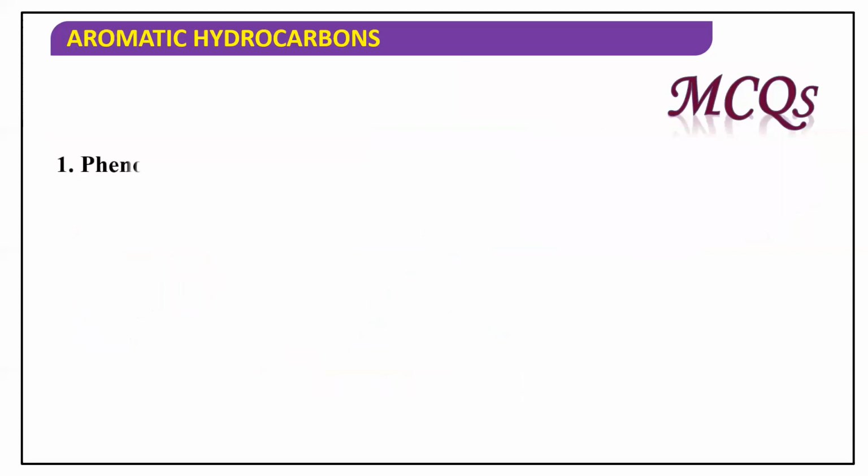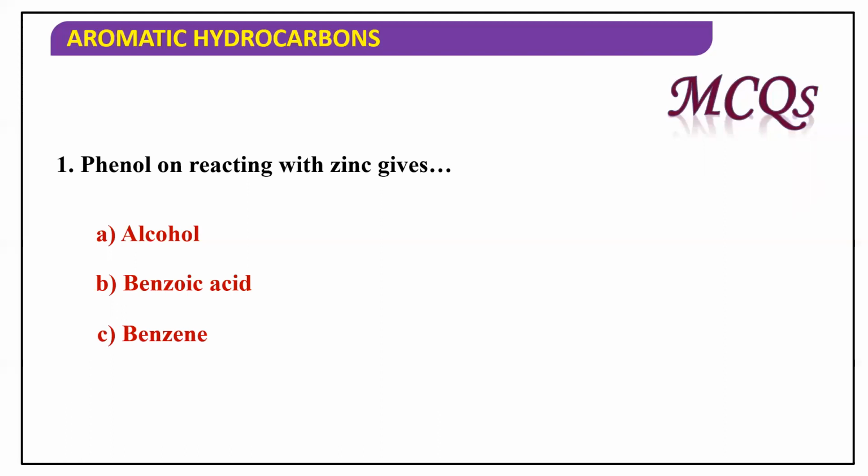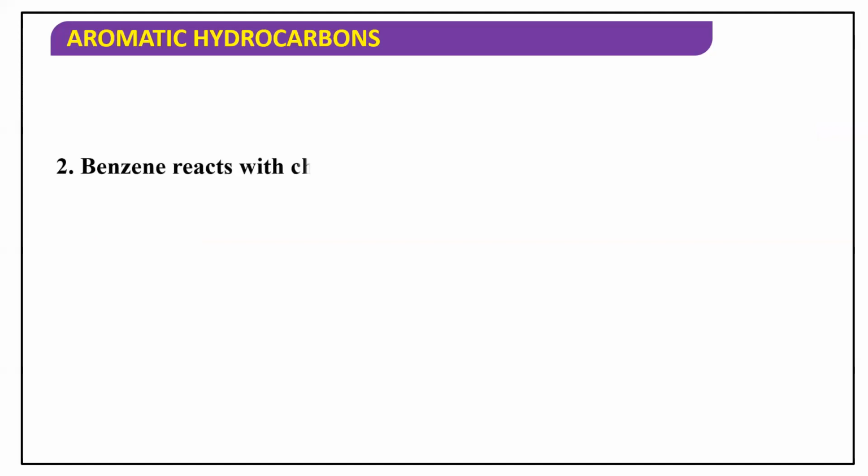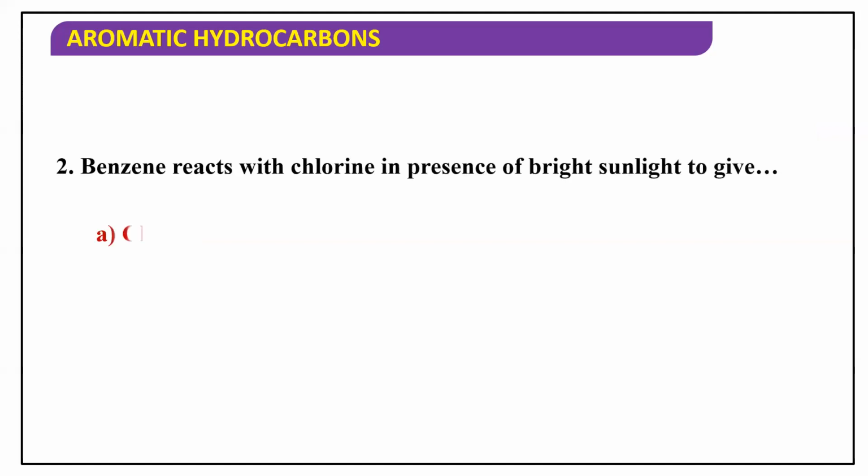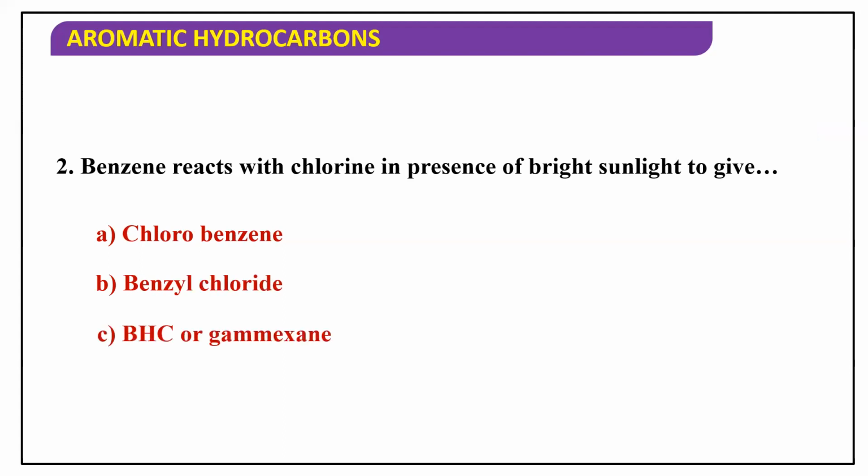Let's solve a few MCQs at this point of time. Phenol on reaction with zinc gives alcohol, benzoic acid, benzene, or all of the above. We've already come across that. Zinc, when it reacts with phenol, it takes away oxygen to give us what? Yes, benzene. Benzene reacts with chlorine in the presence of bright sunlight to give chlorobenzene, benzyl chloride, BHC or gamexane, or parachlorobenzene. This is also pretty straightforward, BHC or gamexane.